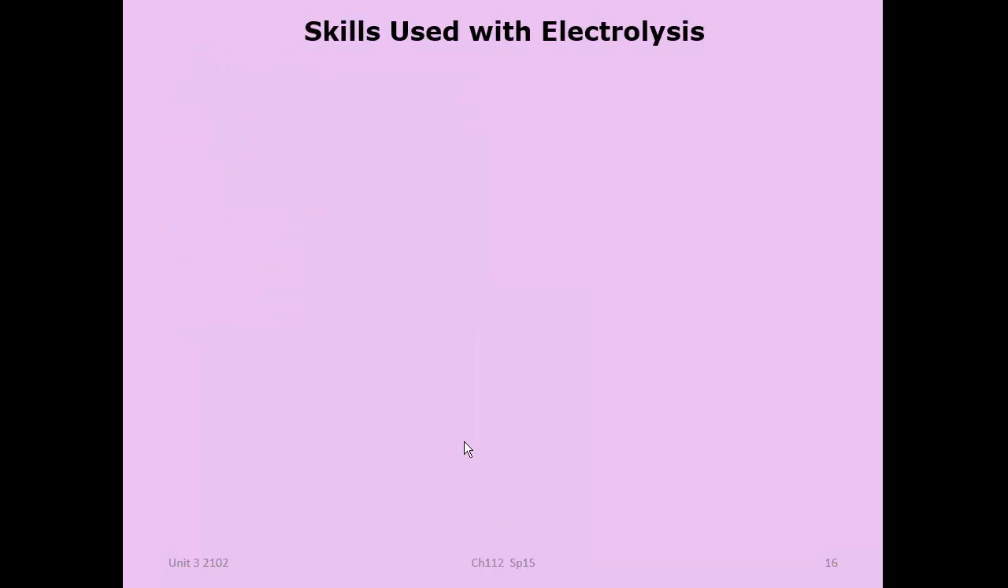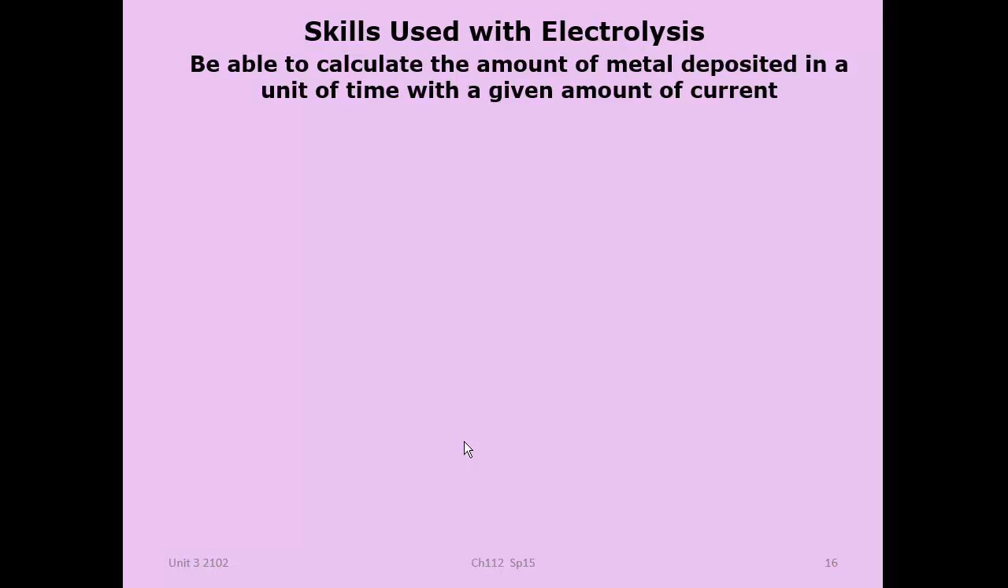I don't expect you to be able to perform cyclic voltammetry, but I do want you to generically understand the analysis. Some skills I would like you to be able to do are outlined right here in this simple objective. Could you calculate the amount of metal deposited in a unit of time with a given amount of current?